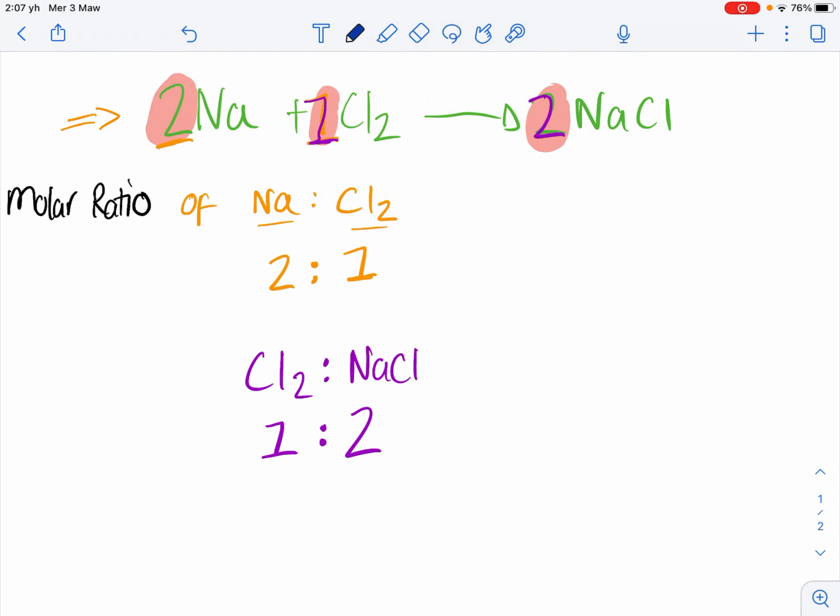And then just for completeness' sake, let's do the molar ratio between sodium and NaCl. The exact same thing. I'm going to look at the coefficient in front of sodium. It's 2. And I'm going to look at the coefficient in front of sodium chloride. It's also a 2. So my ratio is 2 to 2. That's it. As long as you can look at the coefficient in front of the different chemicals in a chemical reaction, you will be able to work out the molar ratio between anything.